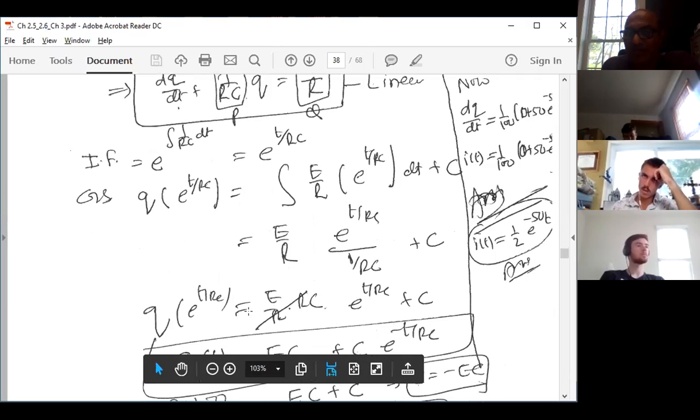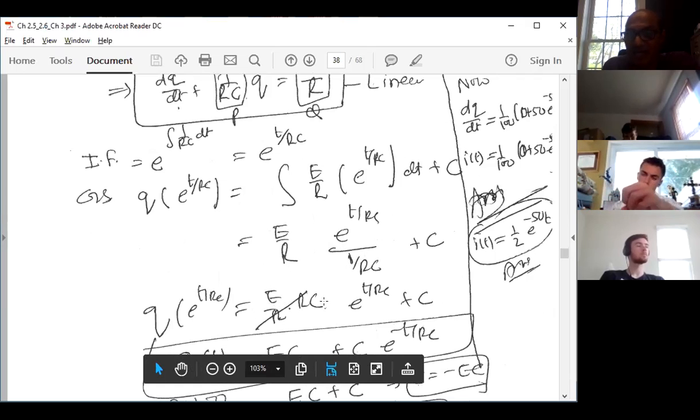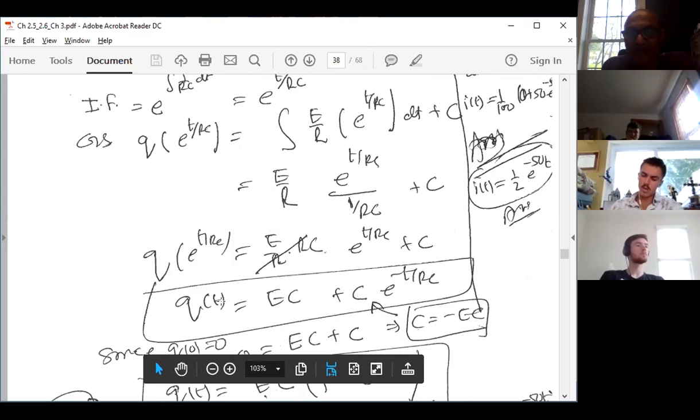E to the power t over RC. This 1 over RC in the denominator can be written in the numerator as R times C. R and R get cancelled out. So it is EC e to the power t over RC plus C. Q(t) equals EC plus C e to the power negative t over RC.